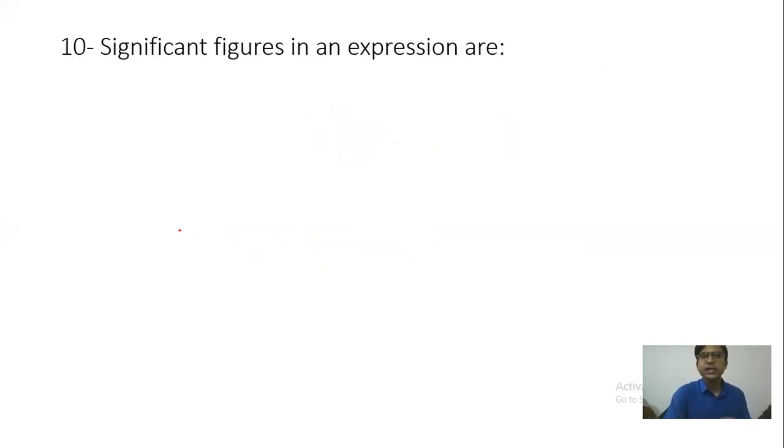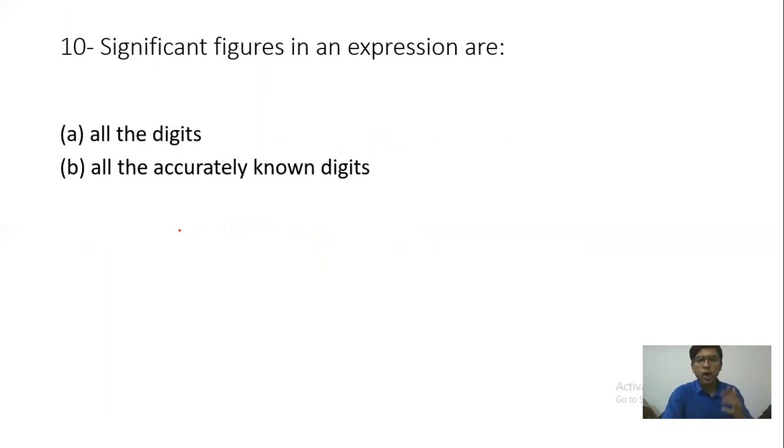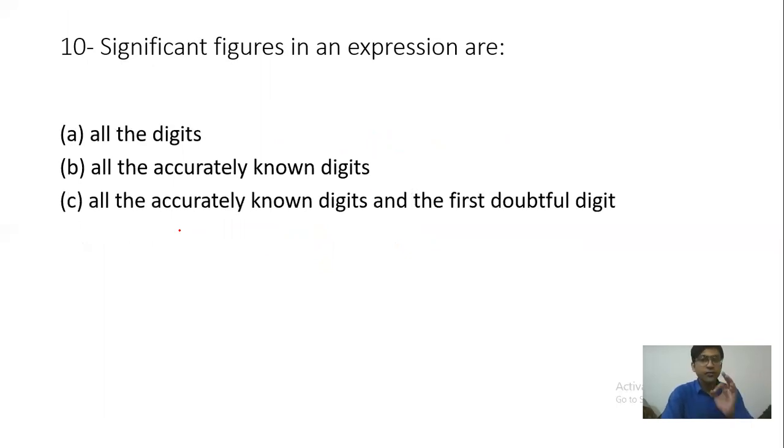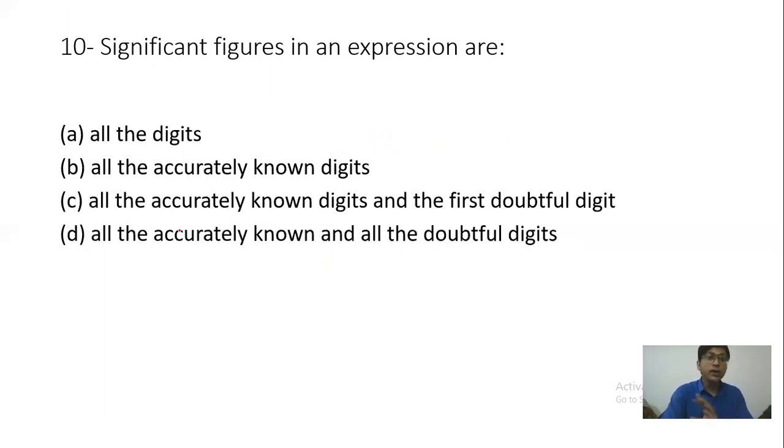Okay. Now the last MCQ: significant figures in an expression are. They are asking about the definition of significant figures. Either it is all the digits, or all the accurately known digits, or all the accurately known digits and the first doubtful digit, or all the accurately known digits and all the doubtful digits. So what is the definition of significant figures? The definition is option number C. So the answer is all the accurately known digits and the first doubtful digit.